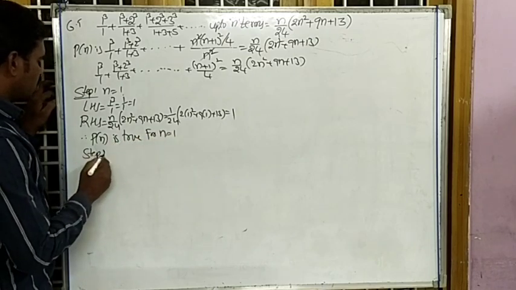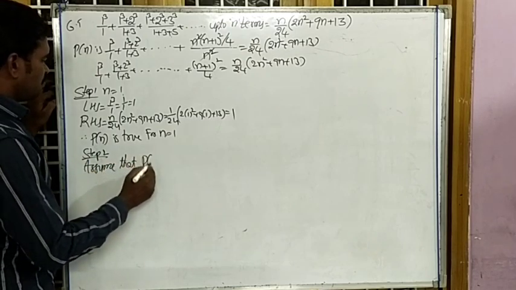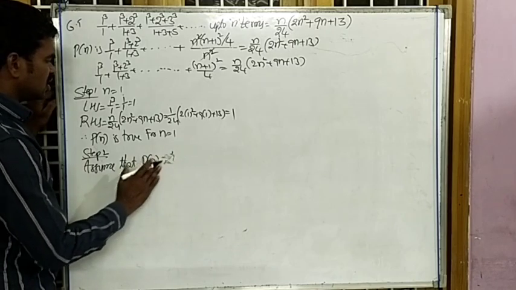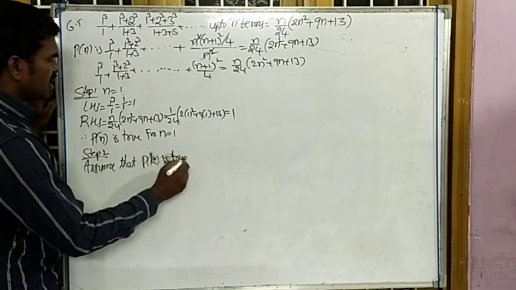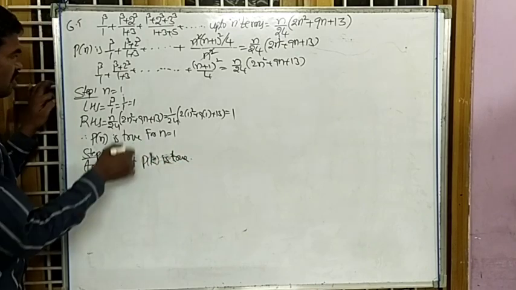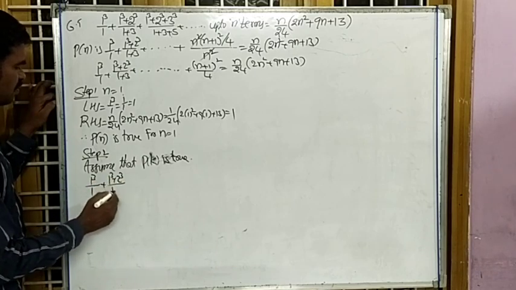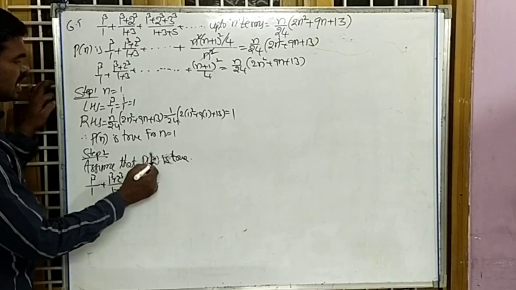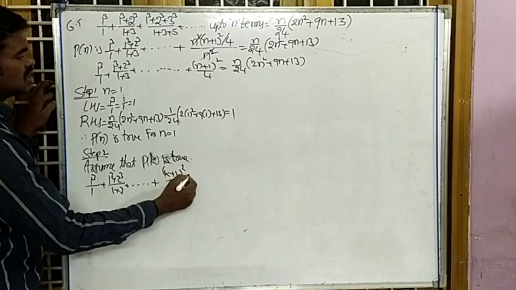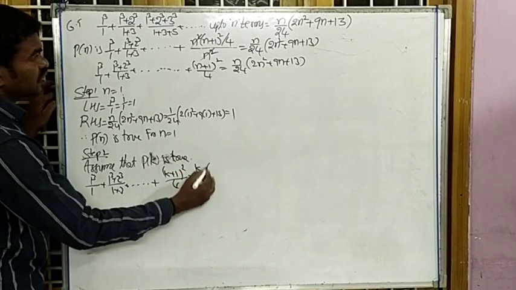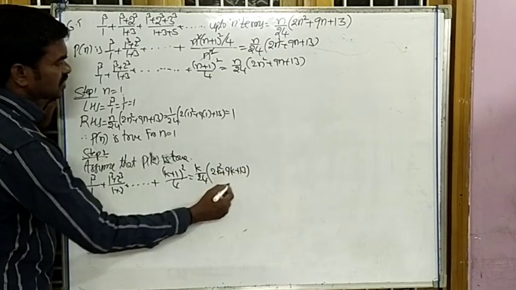Next, step 2. What is step 2? Assume that P of n is true, or simply we can write assume that P of k is true. However you write, that is the same. So P of k is true means the statement becomes 1 cube by 1 plus 1 cube plus 2 cube by 1 plus 3 plus so on. The kth term we are taking instead of n, so we get k plus 1 whole square by 4 is equal to n by 24, meaning k by 24, 2n square meaning 2k square, 9n meaning 9k plus 13. Equation 1.